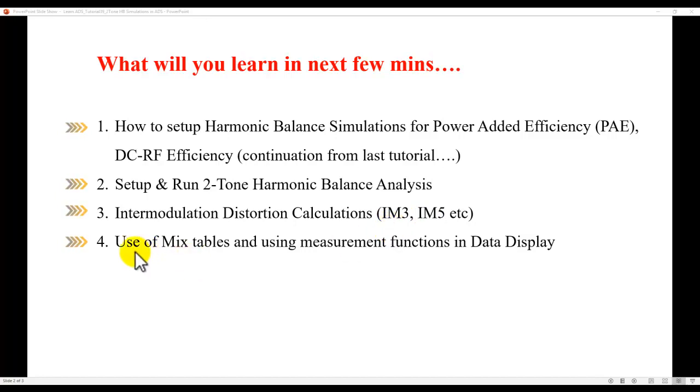We will also learn to use some mixed tables and then use measurement functions for performing some of these intermodulation product calculations, both in a schematic, but more so in data display, because sometimes when you forget, you could do a lot of post processing without rerunning the simulation. So we will talk about some of these.